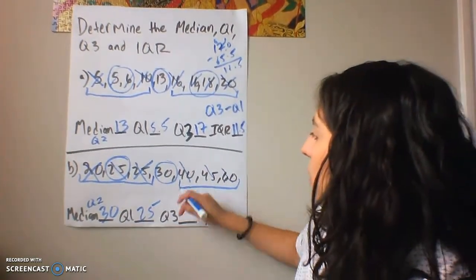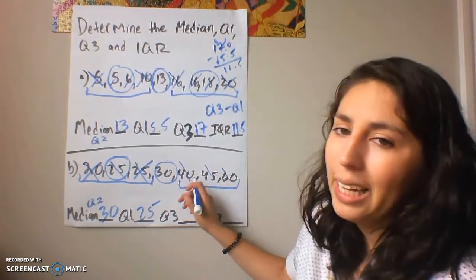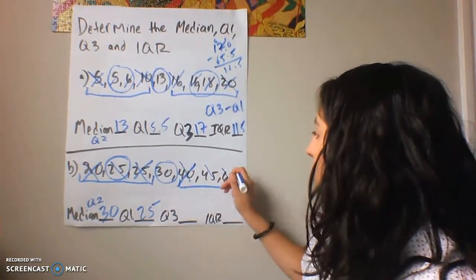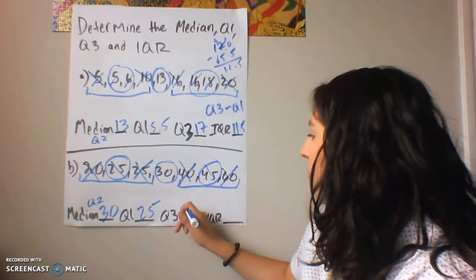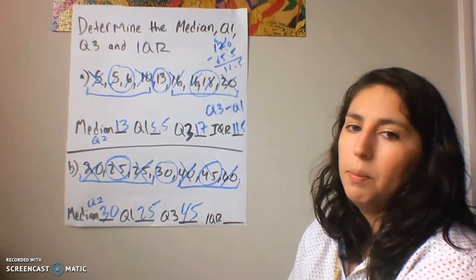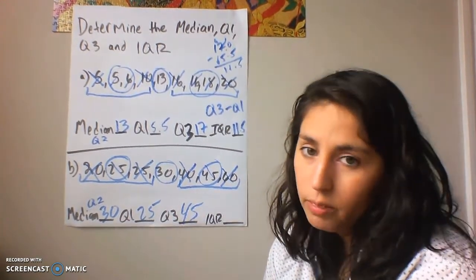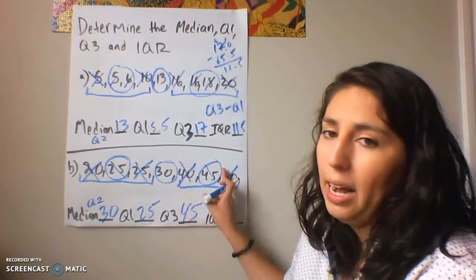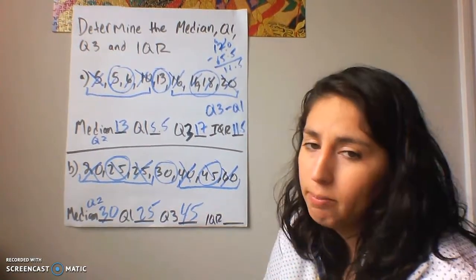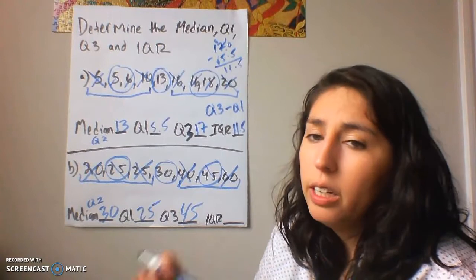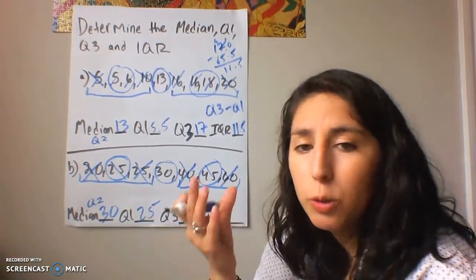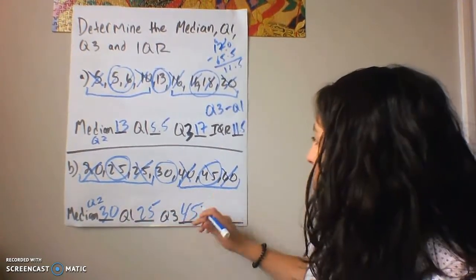All right, for Q3, moving on, I'm only focusing on the second half. So cross out one at the beginning, one at the end. I am left with 45. So 45 has to be my Q3, or my median for the upper half of the data, the upper 50%. Okay, last step for IQR is really easy. All we're doing is subtracting Q1 from Q3.